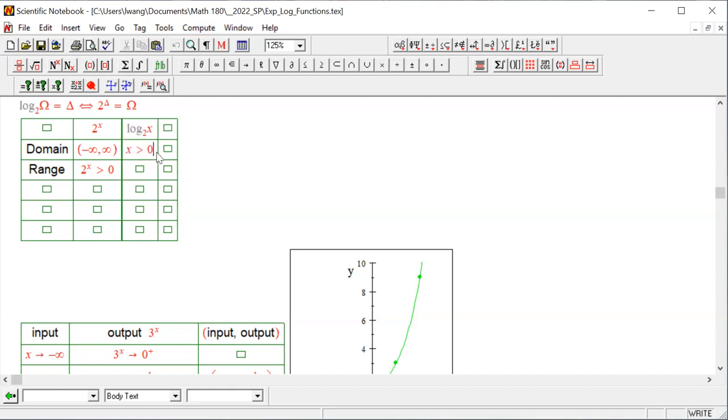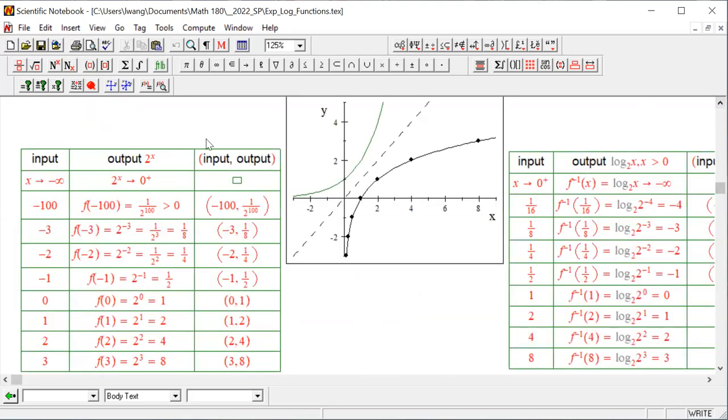You can see this is larger than 0. This range is larger than 0, right? Domain larger than 0, range is larger than 0. And the range for log base 2 of x is going to be the domain for 2 to the power x, right? You see that correspondence. And there are other interesting facts we have learned.